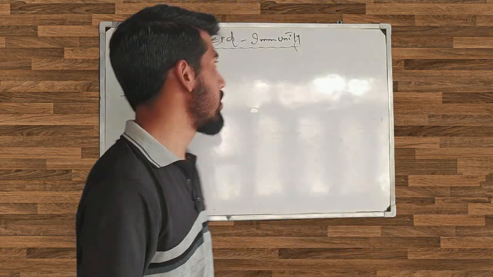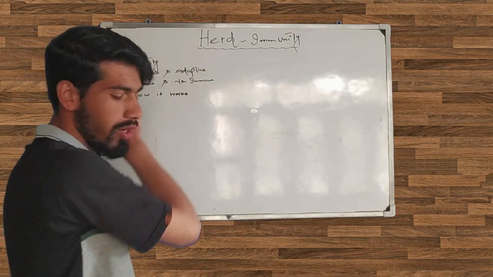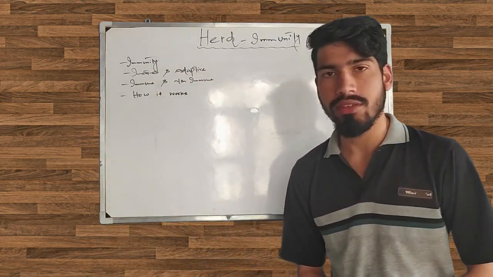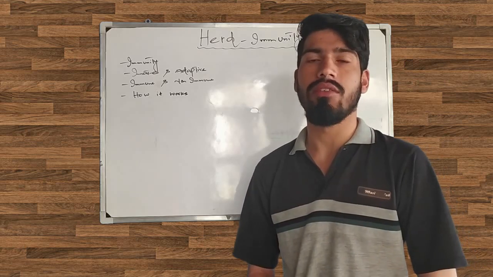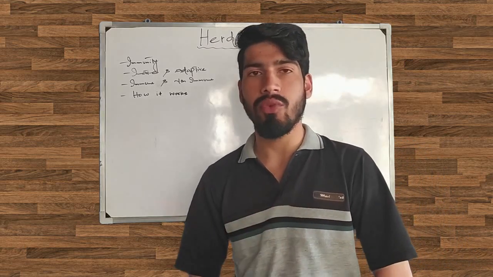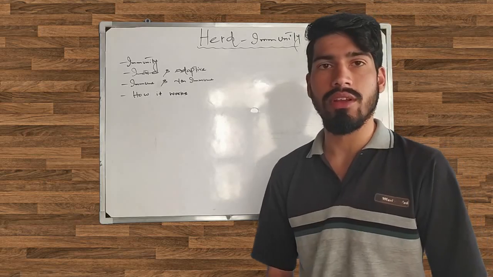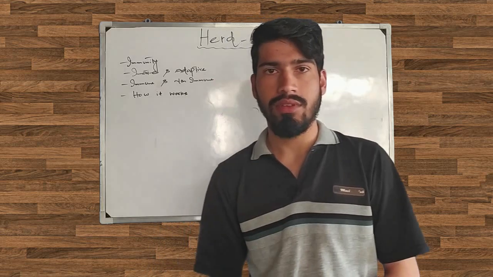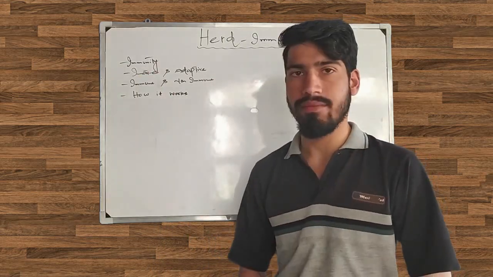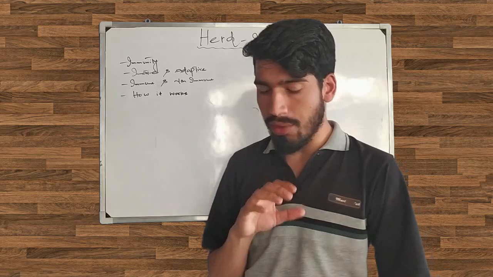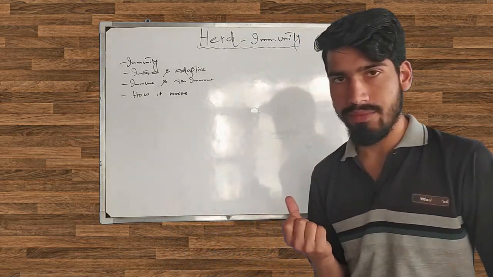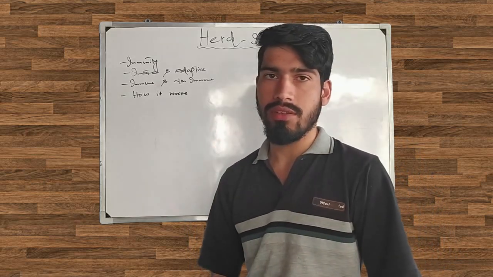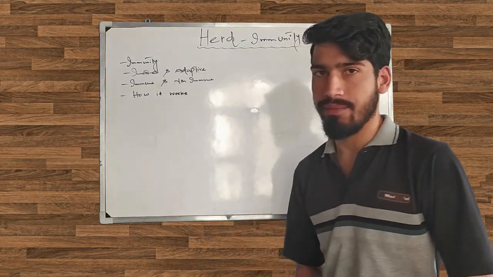Okay, so first of all we talk about immunity. What is immunity? If we define the word immunity, it means that a person or an organism resists a particular disease or a particular virus by specific antibodies. Okay, that's called immunity.